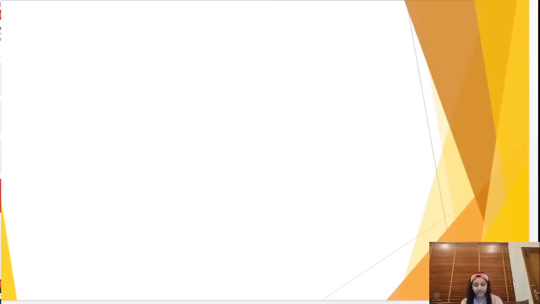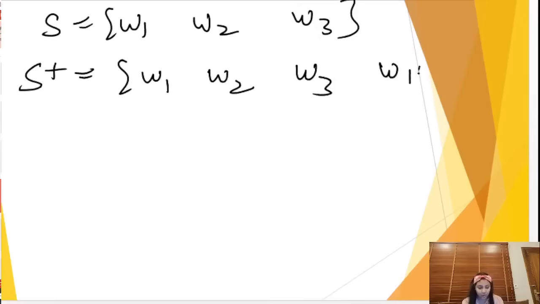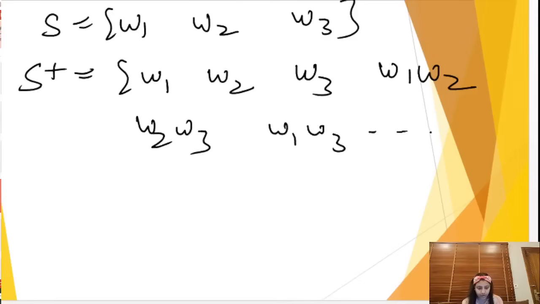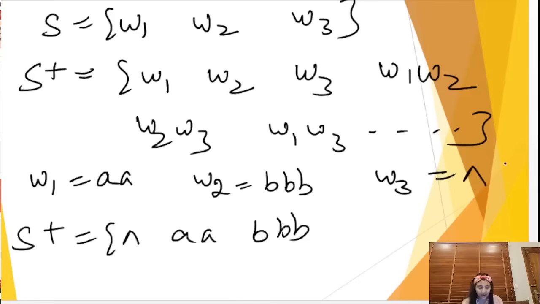Now let's say if I have S as W1, W2, W3, then S plus will first contain these symbols as they are, and then all the words that can be formed from their concatenation, W1W2, W2W3, W1W3, and the rest. Let's say W1 is equivalent to AA, W2 is equivalent to BB, and W3 is equivalent to lambda. Then in that case, S plus will contain the lambda because that is part of my alphabet only.